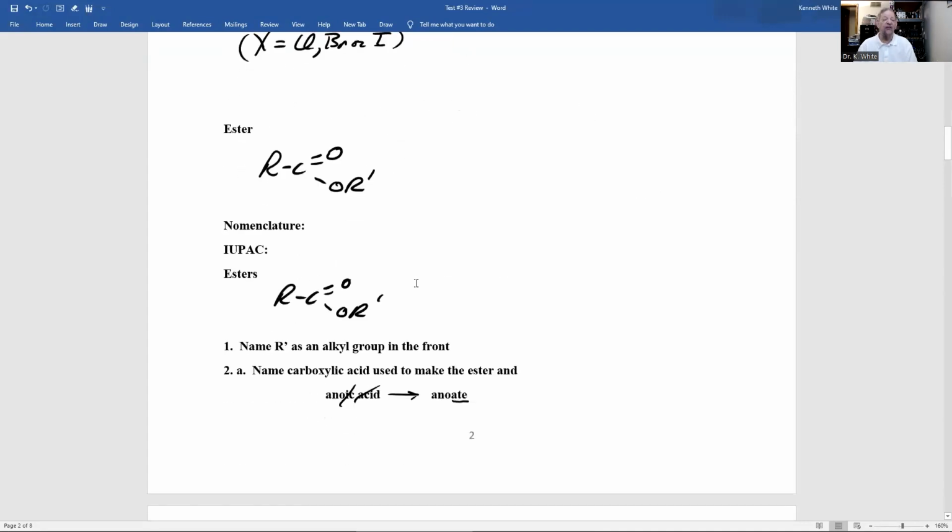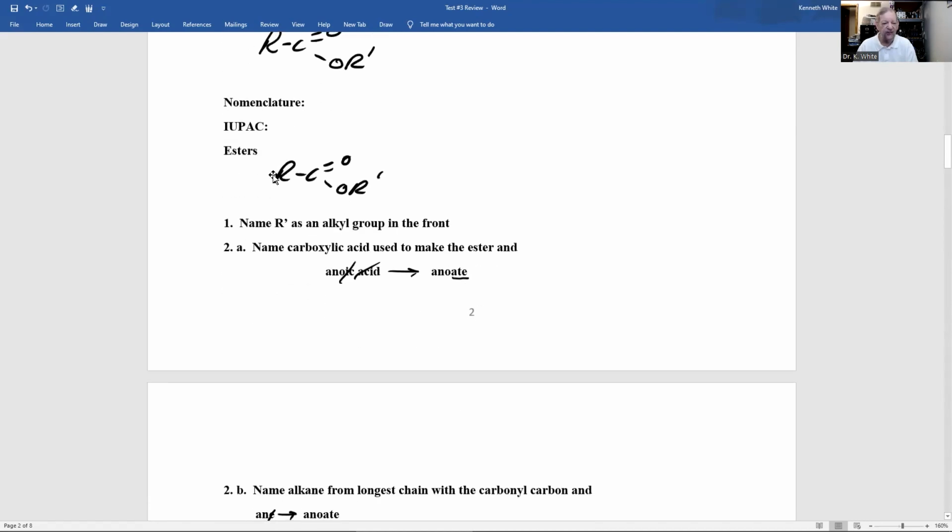Now, the next thing I started talking about were esters. And esters are carbonyl, carbon double bond to oxygen with an R group, oxygen to the carbonyl carbon. And on that oxygen is an R prime, more carbons. And this is an ester. How do you name it? For the IUPAC nomenclature, you should know R prime, you name as an alkyl group in the front. Now, there are two ways of naming the rest of the molecule.